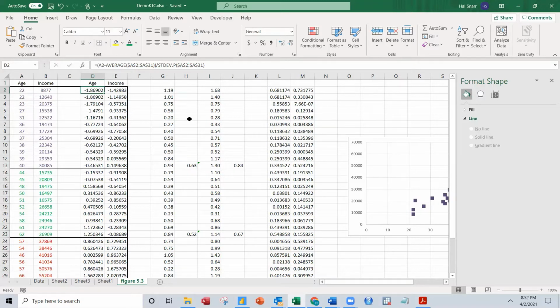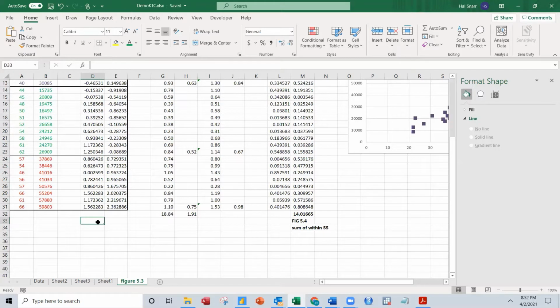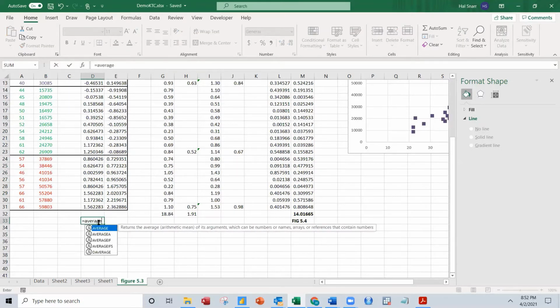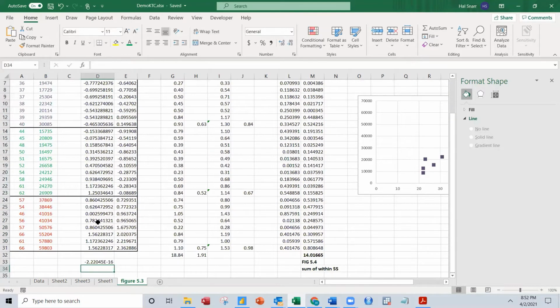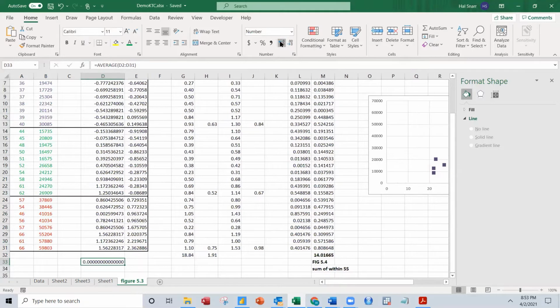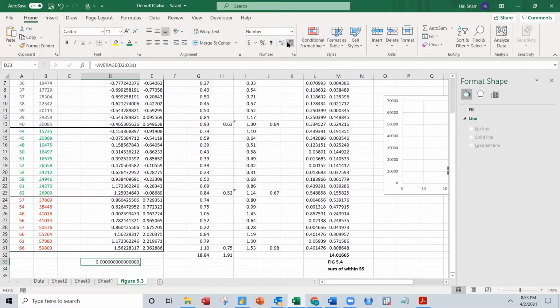When you look up a z-table to get a probability in a normal distribution, you're using the standardized value, right? A standard normal distribution has 0 mean and a standard deviation of 1. So if I were to calculate the mean of this column, it would be 0. That's 0, right? Numerically 0. You see that? You have to go a long way to get some decimal places. That's 0. Excel has round-off errors, right?